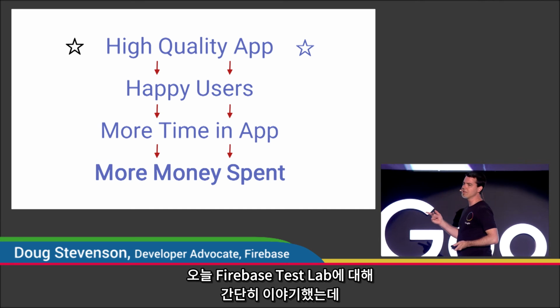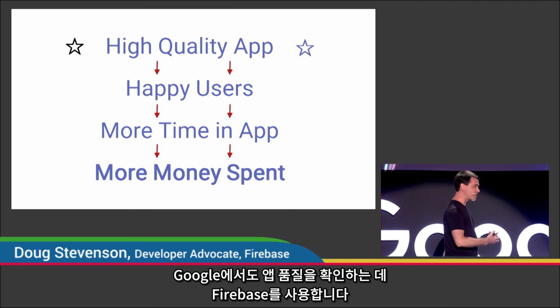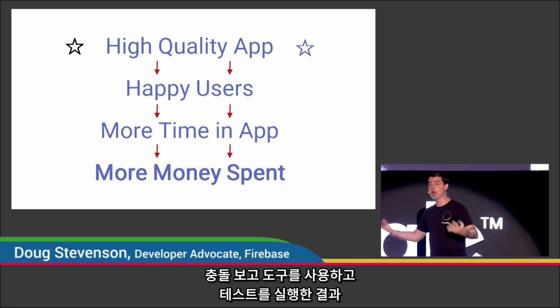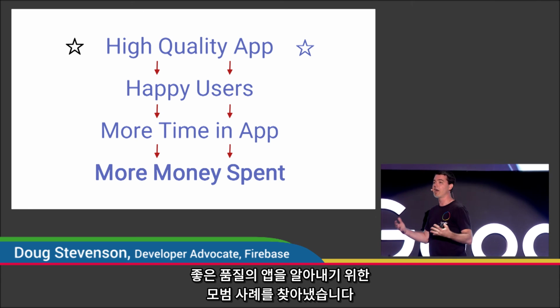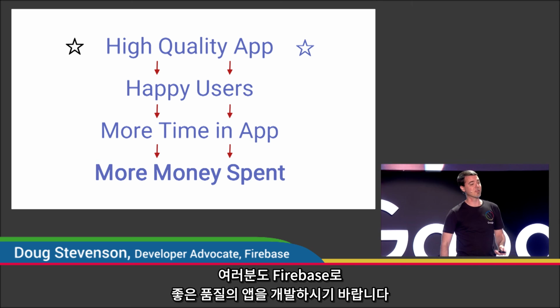And so I told you a little bit today about Firebase Test Lab. That is a tool we use at Google to ensure the quality of our own apps. And we use crash reporting tools, and we perform experiments. And we found that these are best practices for determining what are the highest quality apps. And we hope that you go out and create high quality apps as well.